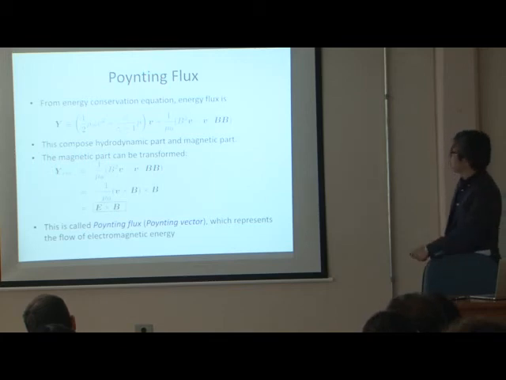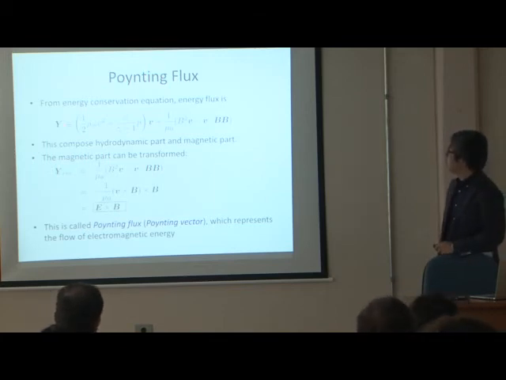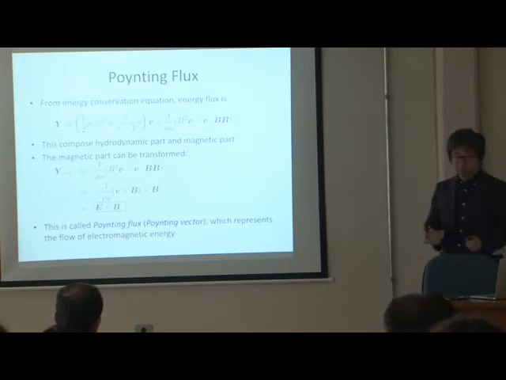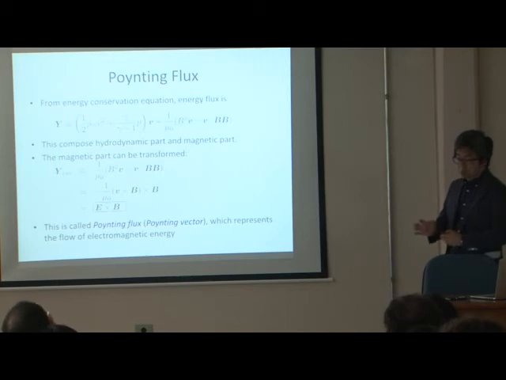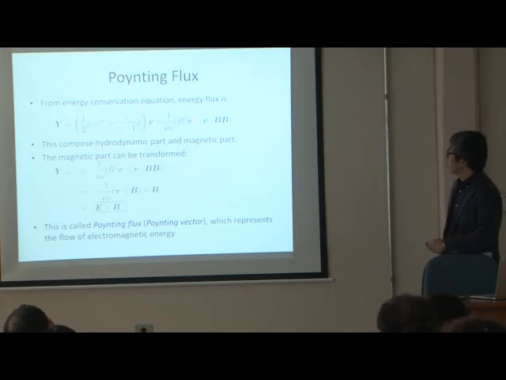Okay, for the Poynting flux: from the energy conservation equation, the energy flux is written here. This is one half rho v squared plus gamma over gamma minus 1 times p, times the velocity, plus this magnetic field component. So this is the hydrodynamic part and this is the magnetic part. Now we can focus on the magnetic part. It can be transformed here.